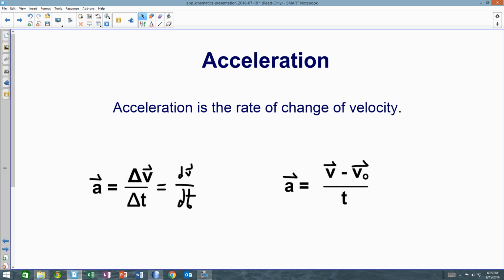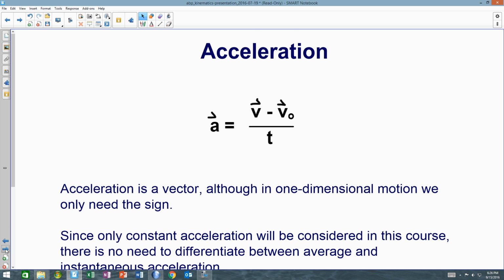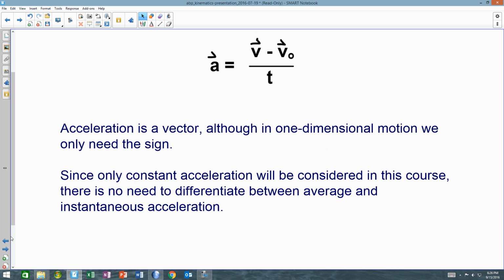Acceleration can also be written as v final minus v initial over t, or v minus v naught over t, and this is what we call a naught, v naught. Acceleration is a vector quantity, and I'm going to cross this next line out. It is a vector quantity, period. You will be using i hat or j hat to indicate the direction of the acceleration vector.